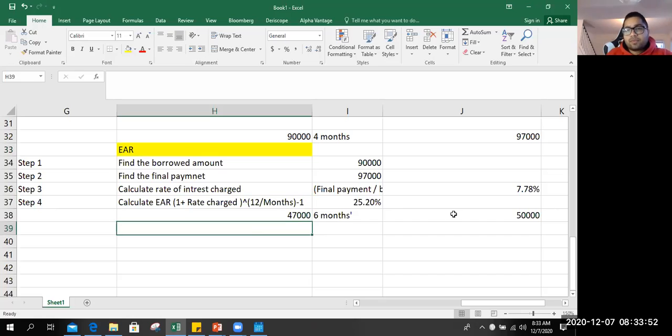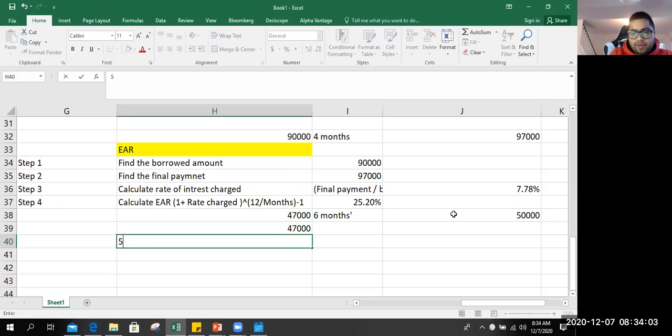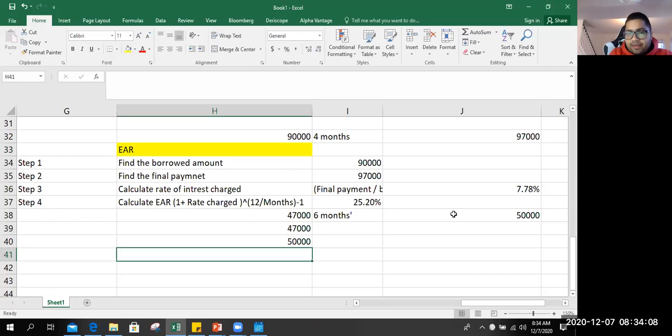Okay. So let's follow the steps and do it. Step 1, find the borrowed amount. Borrowed amount is 47. Step 2, find the final payment. Final payment is 50. Step 3, calculate the interest charged. Interest charged is 50 divided by 47 minus 1.